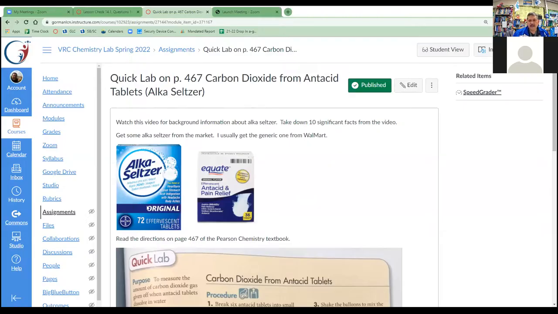Now, this is the name brand Alka Seltzer right here. This is one I usually get, but I wasn't going by Walmart yesterday, I was going by CVS, so I have the CVS version of Alka Seltzer. So this is what you need. You also need some balloons in this lab right here. I have just some party balloons, 15 latex balloons that I've used for other experiments here in class.